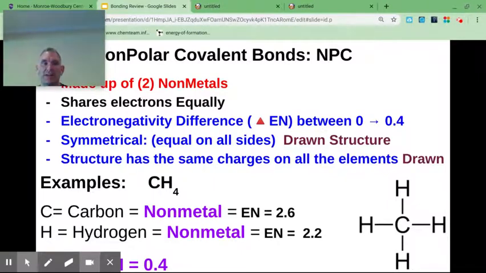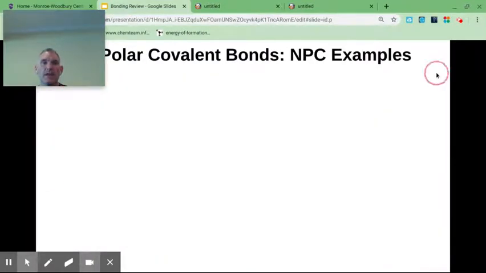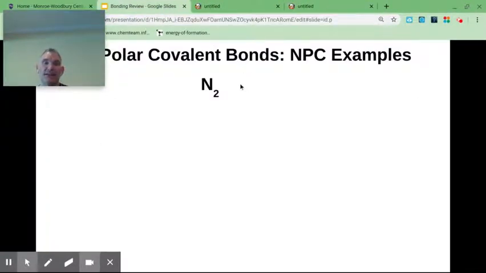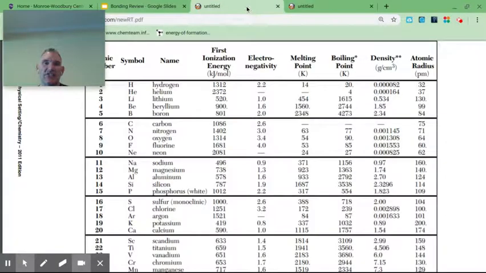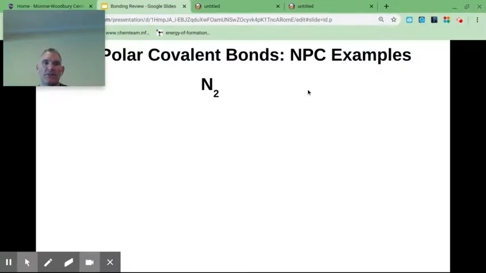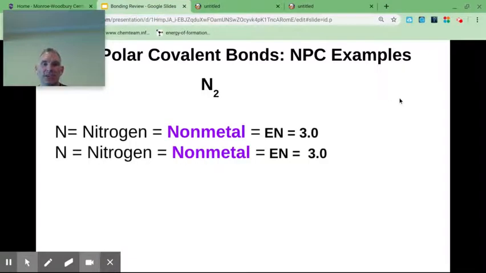So let's take a look at a couple more examples here with nonpolar, just to see the process once again. N2. Obviously, it's N2, so that means there's two N's and they're both from the same side. That makes it, again, two nonmetals. If I go to electronegativity, that's going to be 3.0. So it's 3.0 minus 3.0 gives me 0. Notice 0 is in the range from 0 to 0.4, which makes it nonpolar.